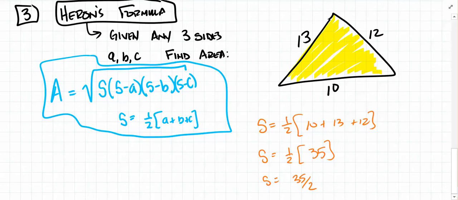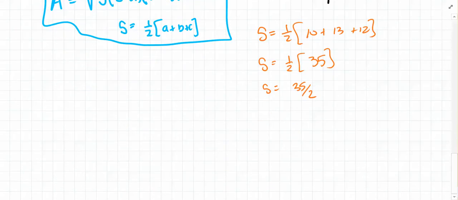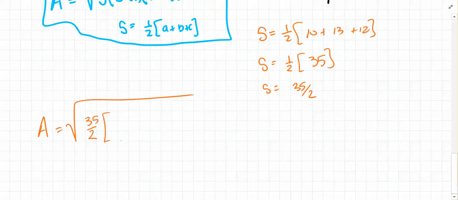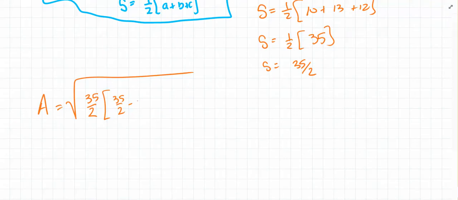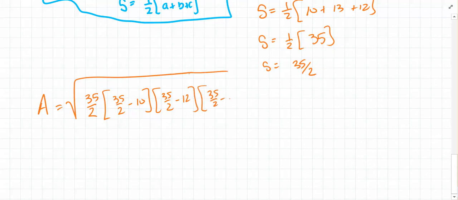Okay, so if S is 35 over 2, I then take this information and plug it into Heron's formula. So here's what I get. It's going to be the square root of S, which is 35 over 2, times, and then look what it says, S minus each of the sides. So 35 over 2 minus a, which in this case would be 10, and then 35 over 2 minus 12, and then finally, 35 over 2 minus 13. All you have to do is plug that in the calculator. You don't have to do it by hand. As long as you write this part down, you're good for that part, right?